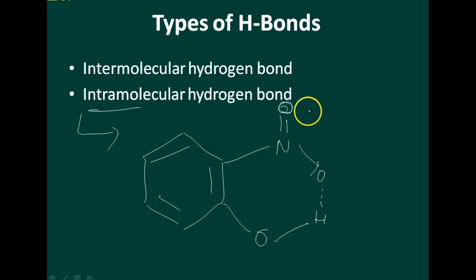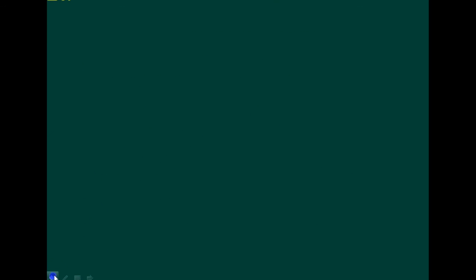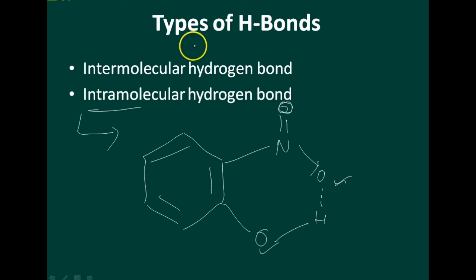This is oxygen. See, here it is formed when a hydrogen atom is in between two highly electronegative atoms present within the same molecule. So, for example, o-nitrophenol, the hydrogen is in between the two oxygen atoms as shown in this figure. So this is the end of the topic, that is, the types of hydrogen bonds. Okay, thank you.